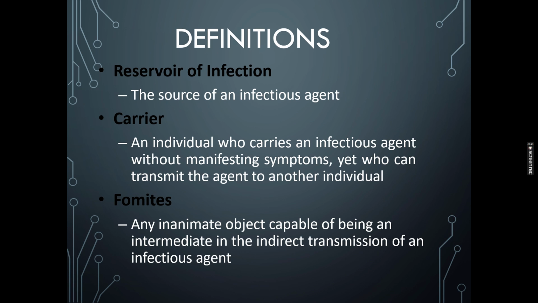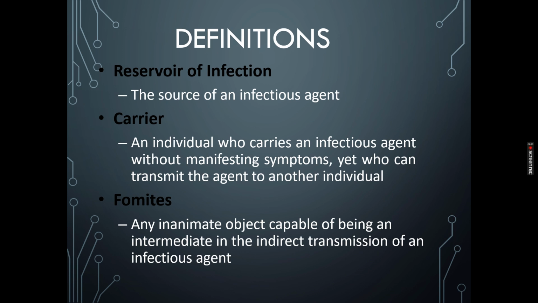Then reservoir of infection. It is the source of an infectious agent, like animals, soil, any plant that can cause the disease, or sources where the agent can live. Then carrier, any individual who carries the infectious agent without manifesting symptoms. Then fomites, any inanimate objects capable of being intermediate in the transmission.